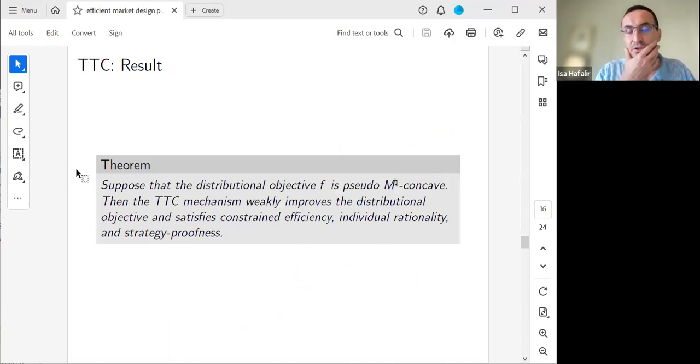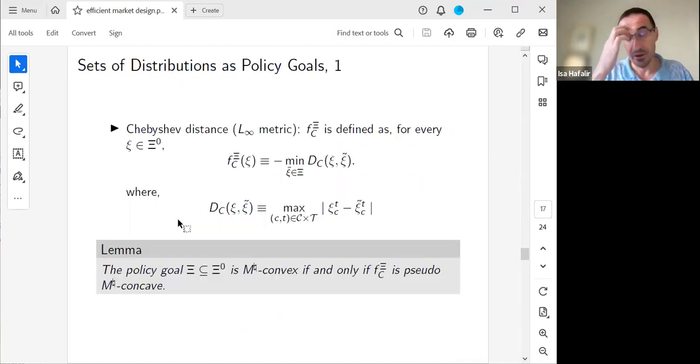So our result is that when our distributional objective is M-natural concave, then the TTC algorithm weakly improves the distributional objective, and satisfies constraint efficiency, individual rationality, and strategy-proofness.